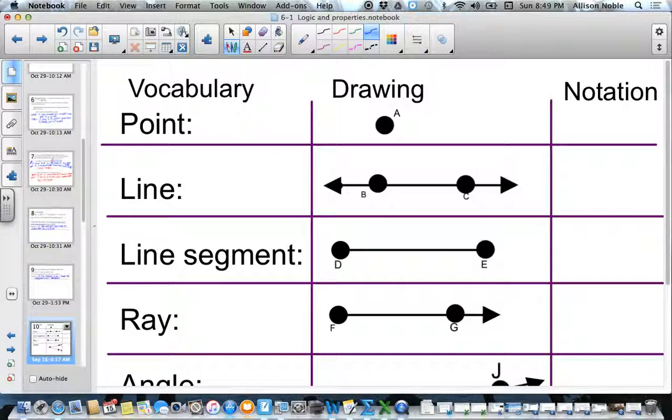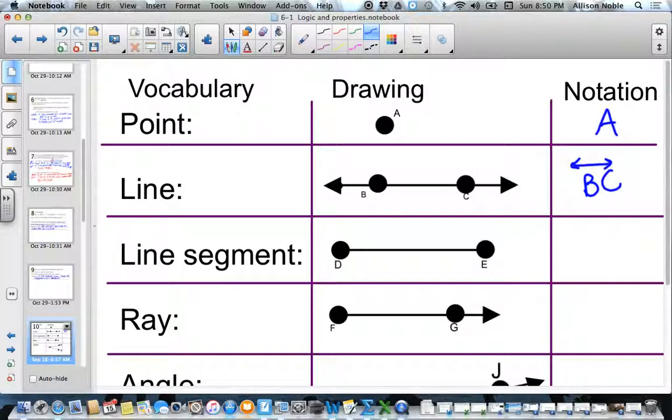So how we write a point. If this is what a point looks like, we have a dot, it is labeled A. The notation for that point is just A. A line, the definition of a line, is an ongoing collection of points that goes through 2 points. It goes on forever in either direction. So if this is the line that goes through the points B and C, the notation to write that line would be the line BC with arrows on the ends going both ways.